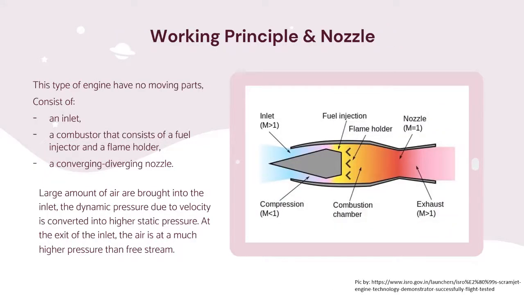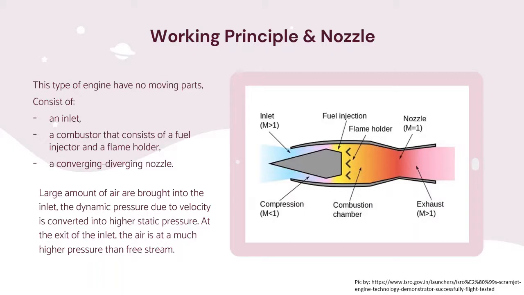And this is the working principle and the nozzle. Unlike a turbojet engine, ramjet and scramjet have no moving part. It only consists of an inlet, a combustor that consists of a fuel injector and a flame holder, and a converging diverging nozzle. When mounted on a high-speed aircraft, large amounts of the air from the surrounding are continuously brought into the engine inlet because of the forward motion of the aircraft, and then the air is slowly going through the inlet, and the dynamic pressure due to the velocity is converted into higher static pressure.